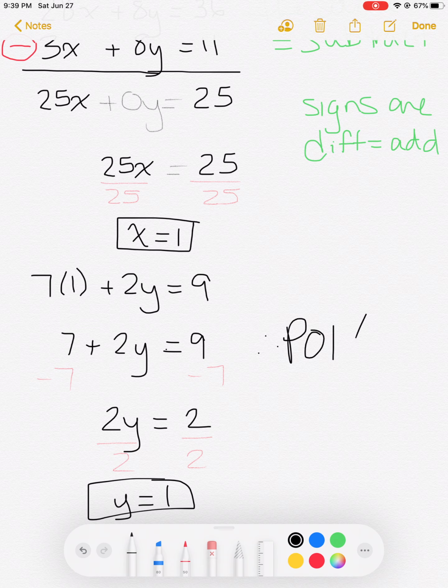POI 1, 1. And again, you can use Desmos to check it. You can just put in the two original equations and you should be good to go. But I think that looks pretty good. So there you go. Hopefully that helps, guys.